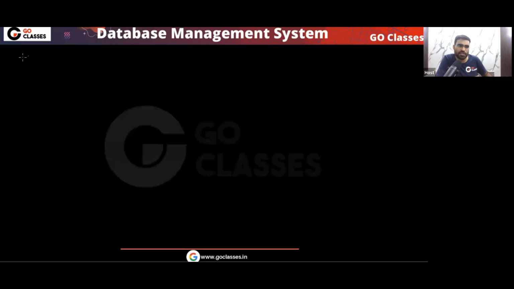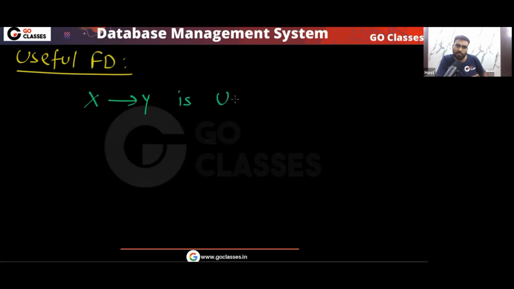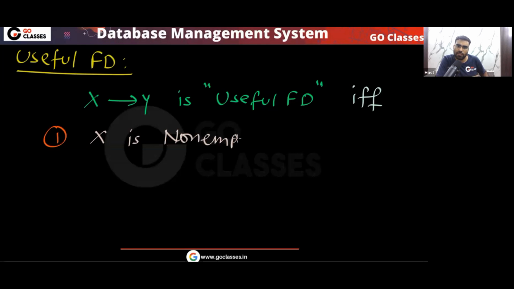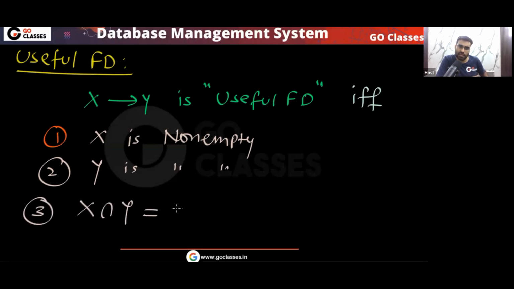So first of all, understand the definition of useful functional dependency that is given in the question. The question is saying that X determines Y is a useful FD. When can I say this is a useful FD? If and only if three conditions are satisfied. The first condition is that X must be non-empty. Y is non-empty. So both are non-empty. And the third, X intersection Y, is empty.